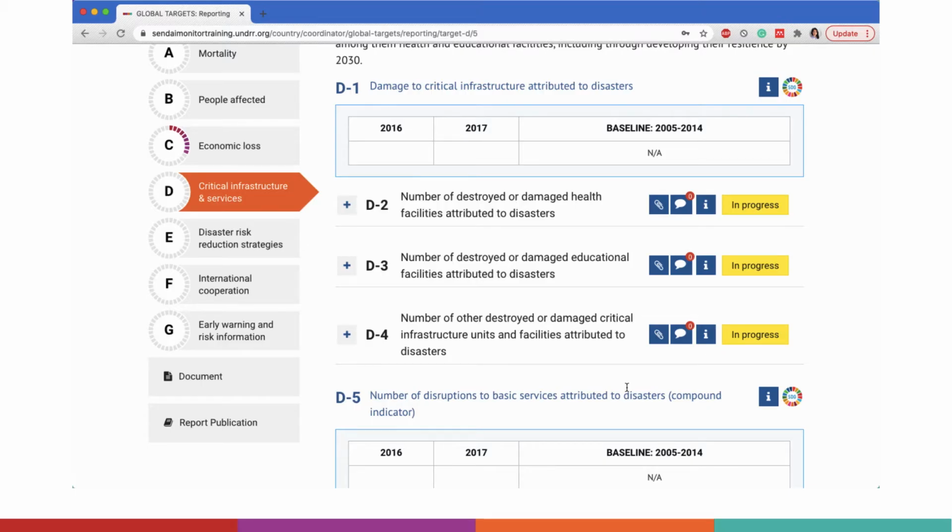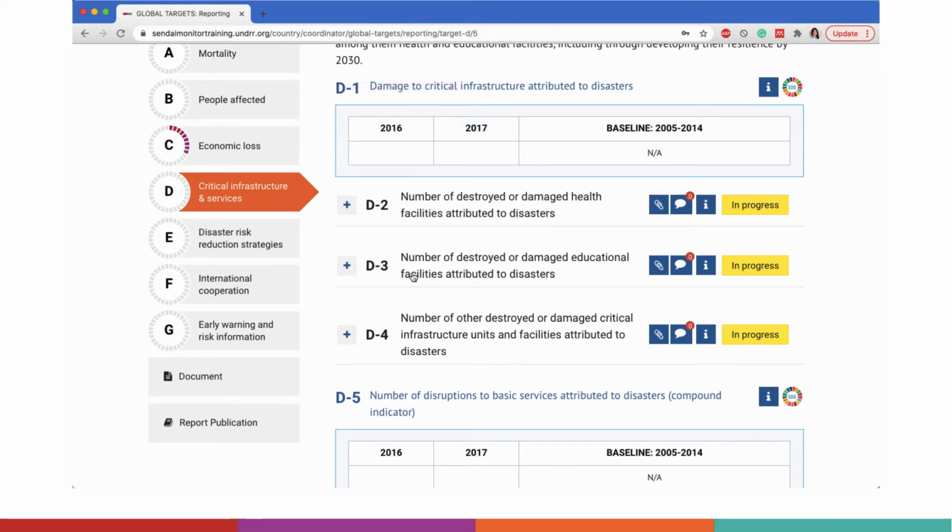Indicators D2, D3, and D4 collect data on destroyed or damaged health and educational facilities and other critical infrastructure units and facilities. This data is reported as part of indicator C5. So before entering data for Target D, make sure you have completed data entry for C5 to see values reported for D2, D3, and D4.